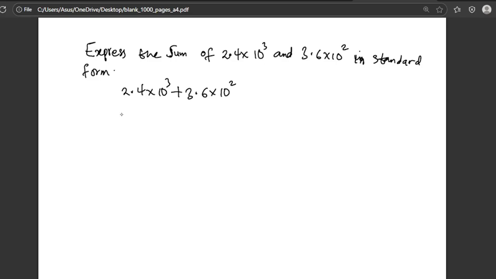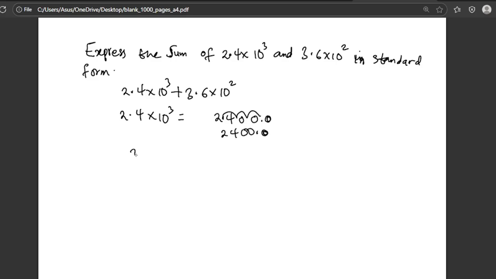So 3.4 times 10 to the power 3 in ordinary form: we have a power of 3, so move the decimal point to the right three times. 3.4 becomes 3, 4, 0, 0. That's 3,400.